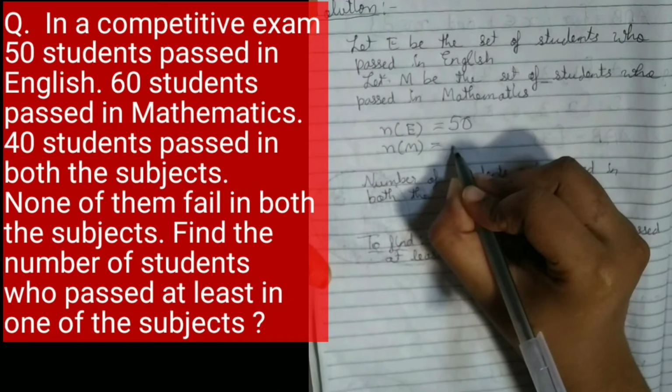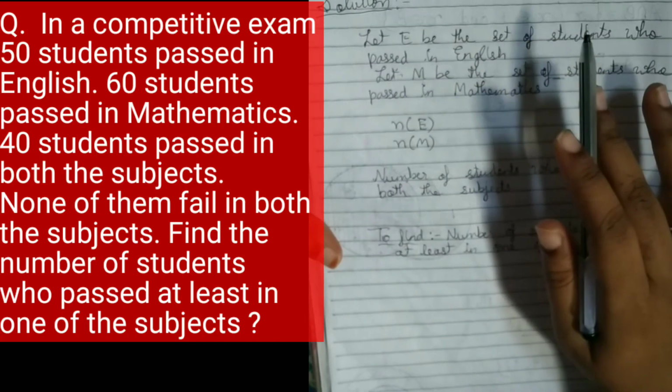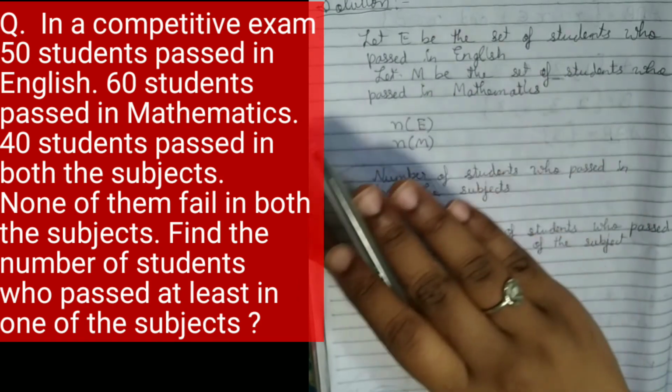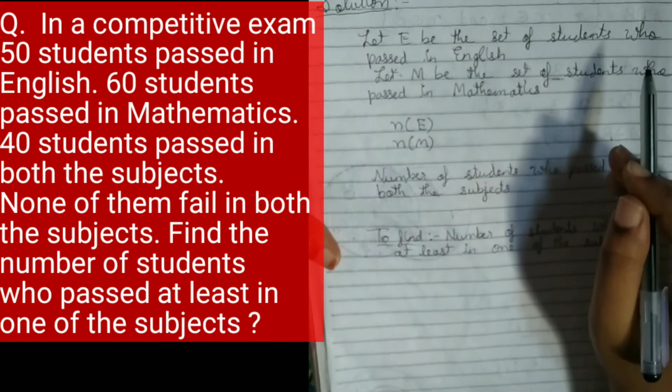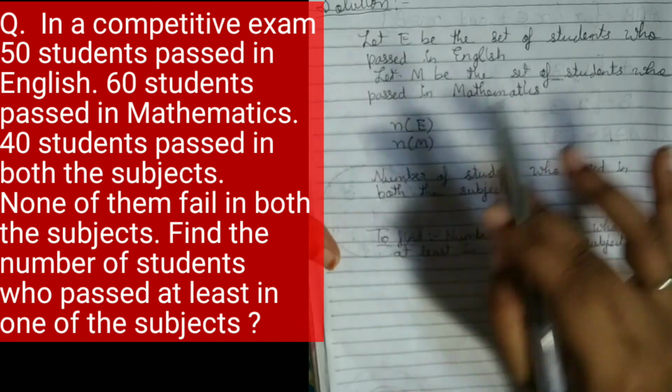See the question given in the red box. Question: in a competitive exam, 50 students passed in English, 60 students passed in mathematics, 40 students passed in both the subjects. None of them failed in both the subjects. Find the number of students who passed at least in one of the subjects. Okay, just by looking at this question, don't get scared. It is very, very easy. Okay, just follow the steps.